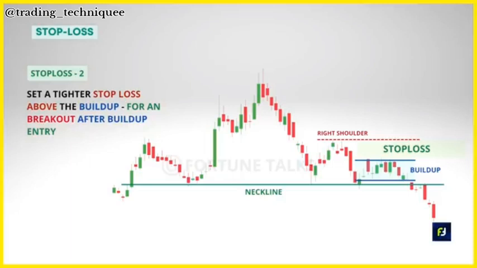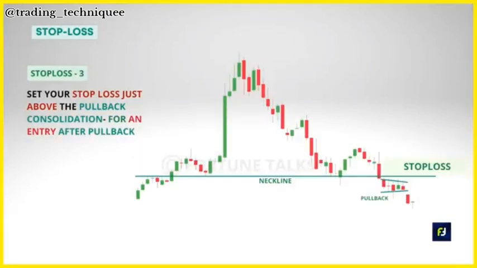Now what if you took a short entry after a build up near the neckline? Then you get the freedom to place a much tighter stop loss, preferably just above the build up consolidation, which will boost your reward to risk ratio by some margin. Now let's say you missed both these entries and you shorted the market after the prices formed a primary pullback. Then set your stop losses above the highest price in the group of the pullback candles, or just place it above the neckline if the pullback is formed very close to the neckline.